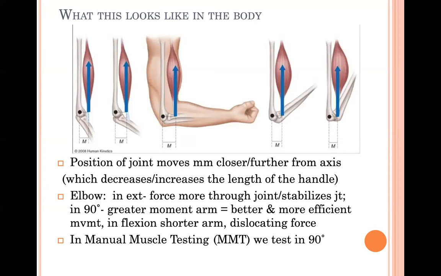So when we cover manual muscle testing, or MMT, we will typically start testing at 90 degrees. This will be something that we will start working on later this semester. Just remember the length of the handle is denoted by M, or the quote unquote motion arm.